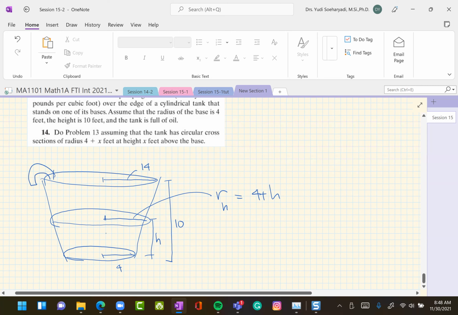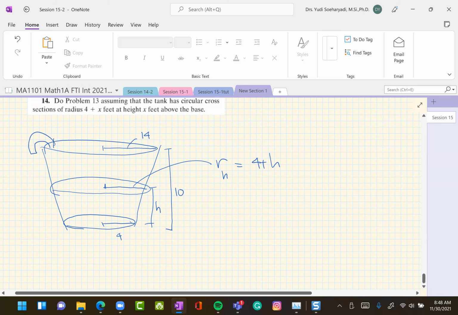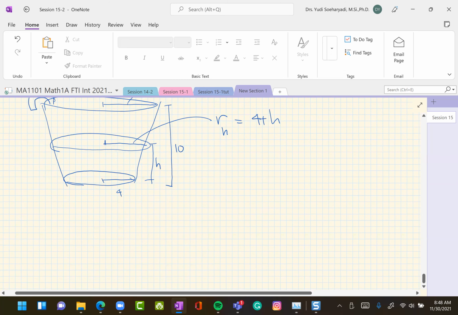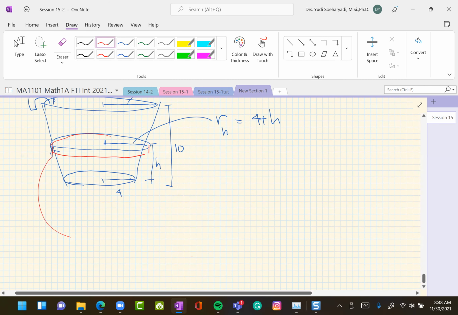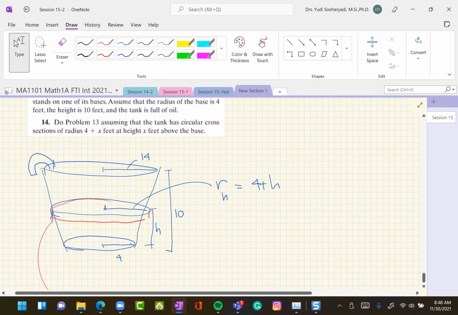So how do we formulate the problem? We take this part here as a sample, at height h, with thickness delta h. The radius is 4 plus h. We need to move this up to the top, so the distance is 10 minus h.